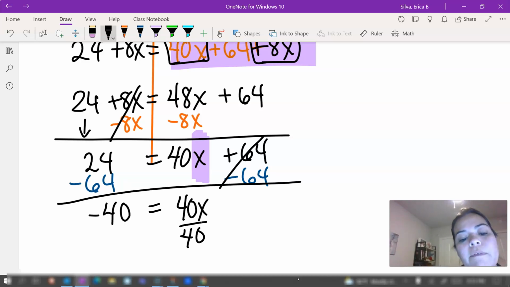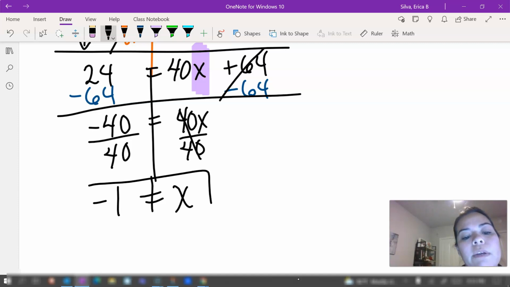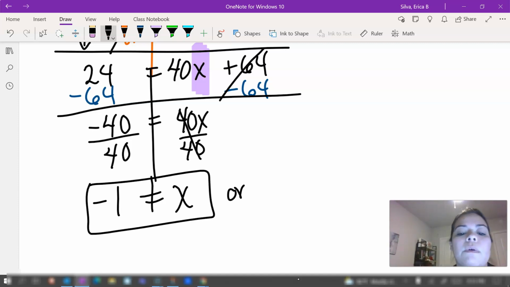And then we divide by 40. This gives us 1x, and negative 40 divided by positive 40 is negative 1. Or we can say x is equal to negative 1.